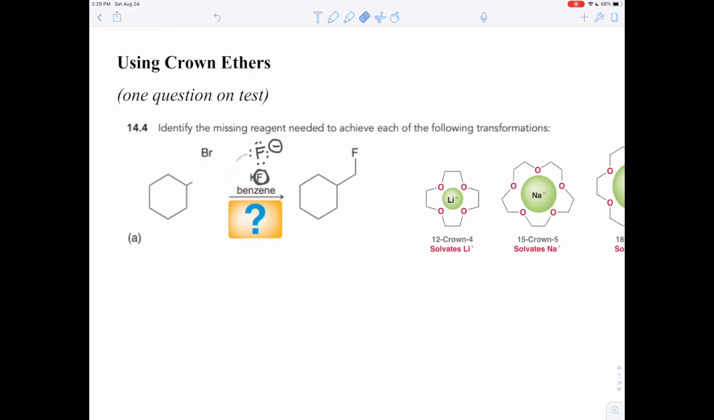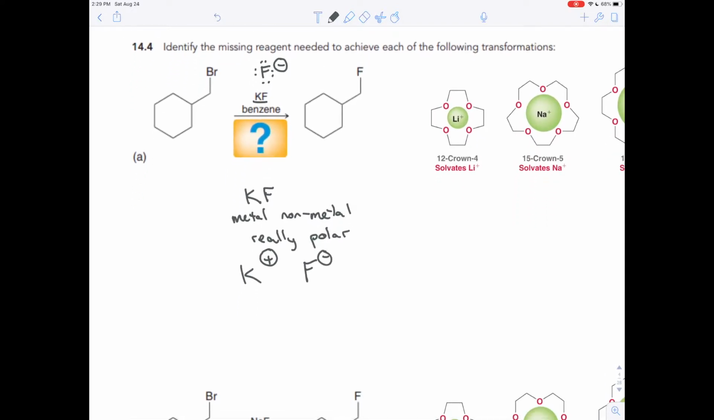But look at the reagents they give you. They give you KF, which is an ionic compound. You have a metal and a nonmetal, and so that is an ionic compound, which is really polar. You've got a full separation of charge, plus sign on the potassium, minus sign on the fluorine, so they are really going to want to stick together.